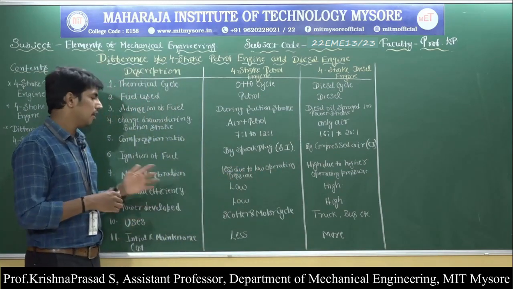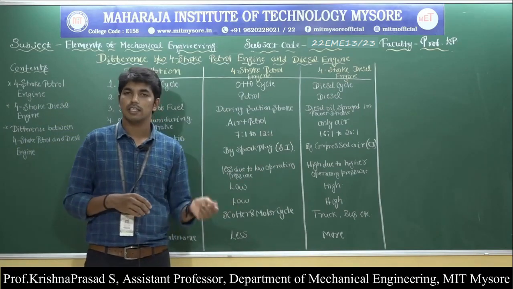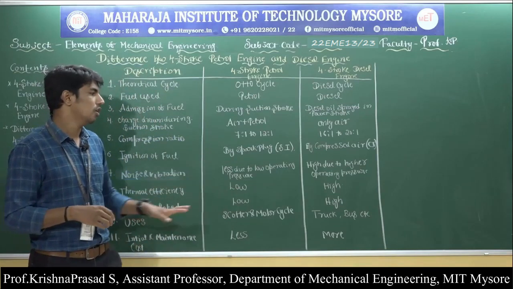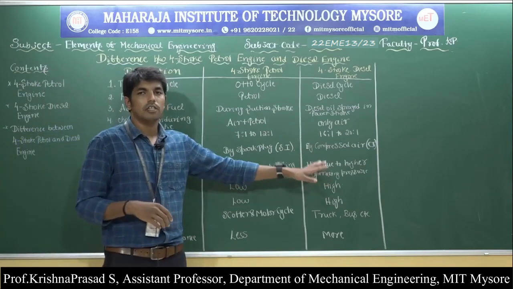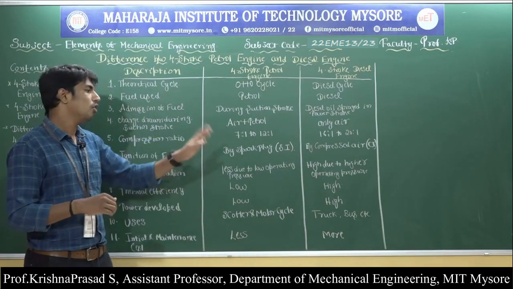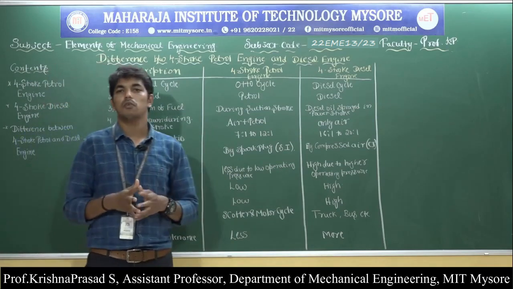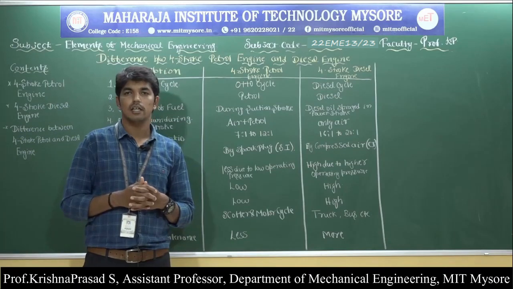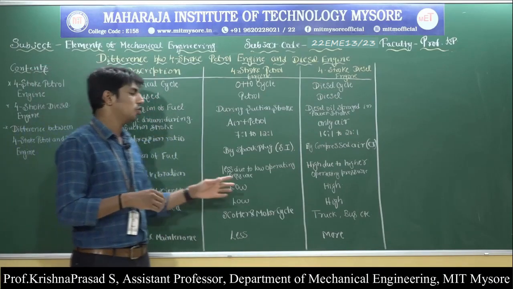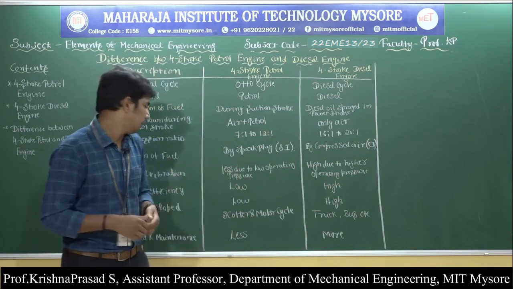Next one, thermal efficiency. The thermal efficiency of the 4-stroke petrol engine is less compared to the 4-stroke diesel engine because of the lower operating pressure, and in case of the diesel engine it is comparatively high because of the higher operating pressure. Then power developed. The power developed in the 4-stroke petrol engine is very less compared to the 4-stroke diesel engine because of the lower operating pressure, but in the 4-stroke diesel engine it is very high because of the higher operating pressure.